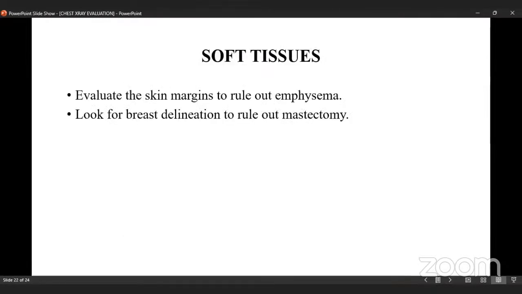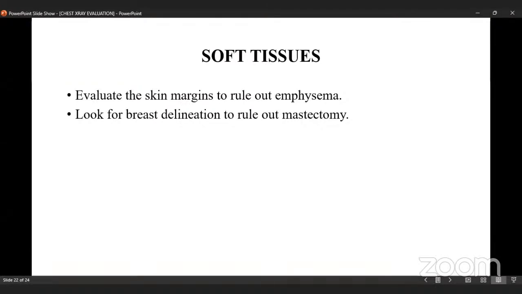Then we have S, that's the soft tissue. So you look out for the lateral skin margins, the skin margins that I talked about, and other soft tissue structures around the image. Look out for any foreign body within those skin areas. Look out for any air trapped under the skin or any emphysema within those areas.